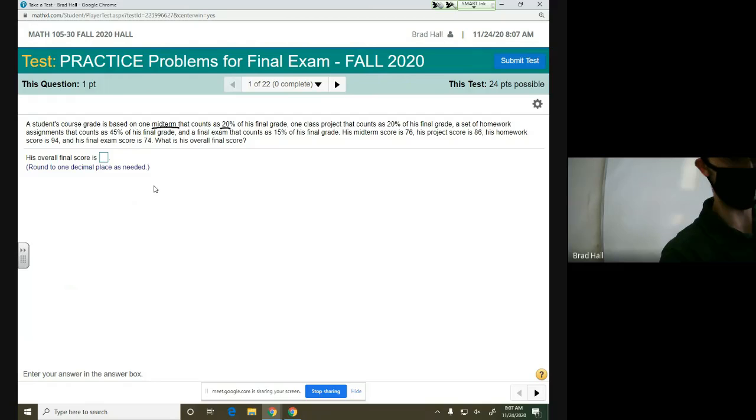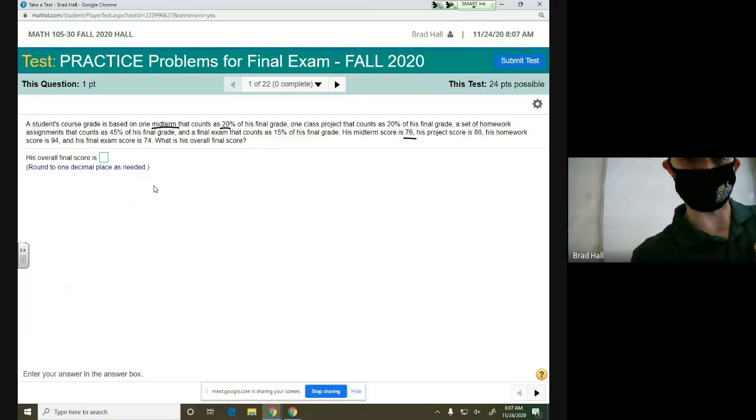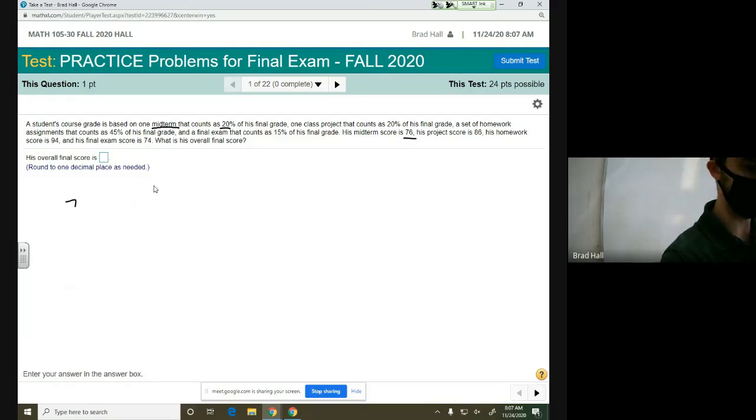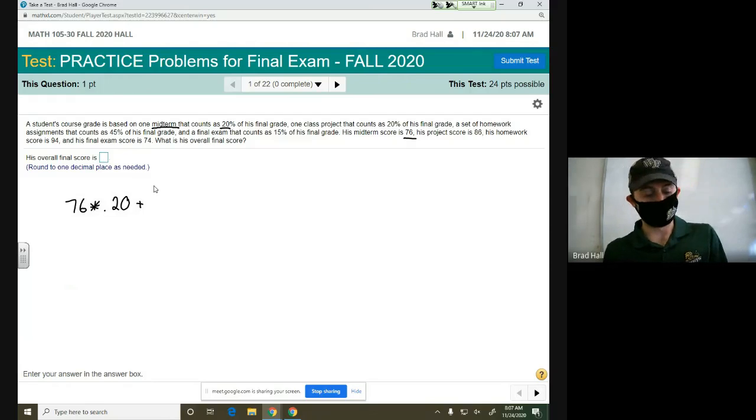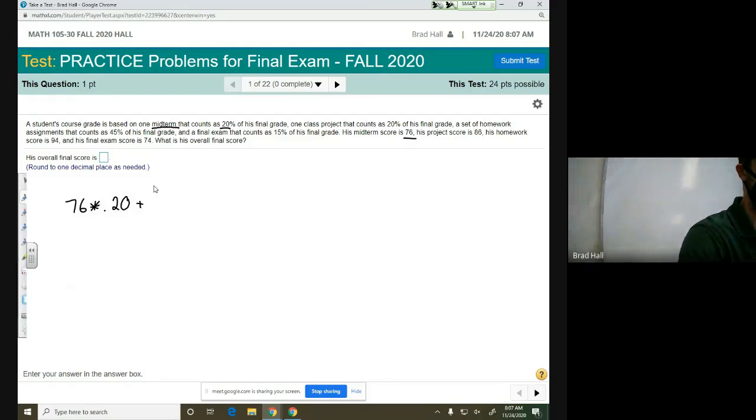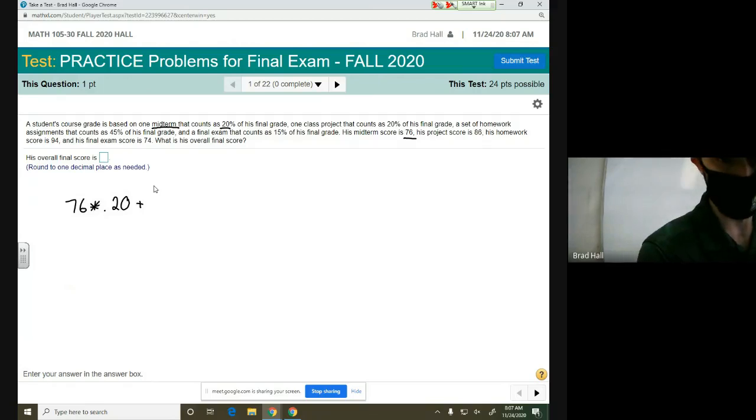So the midterm is 20%, and it goes on to say that the midterm was 76. So the midterm is 20%, and the midterm score was 76. So we're multiplying 76 by 0.2. I'll use another color for the next one I see. Class project is 20%, and the score is 86.